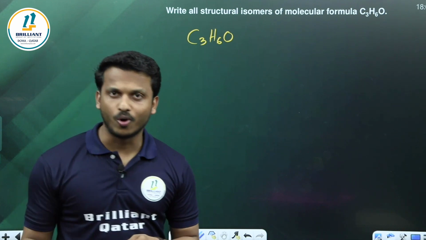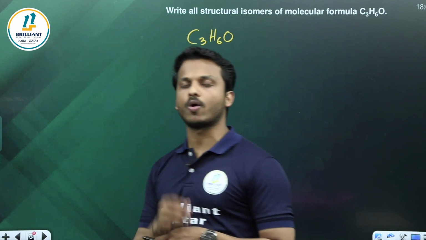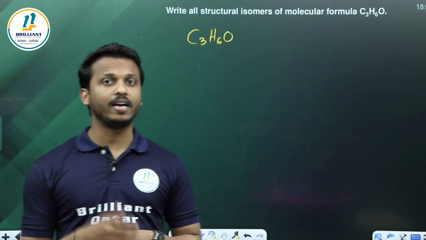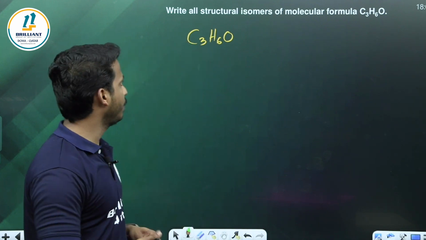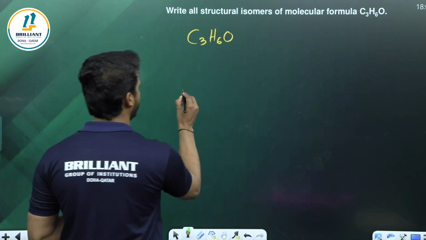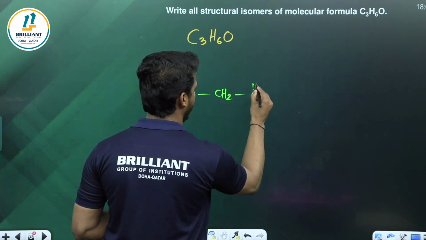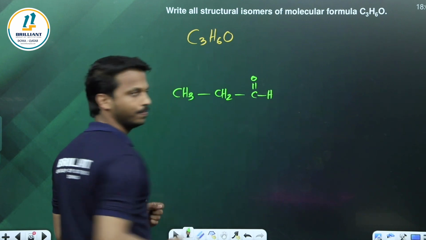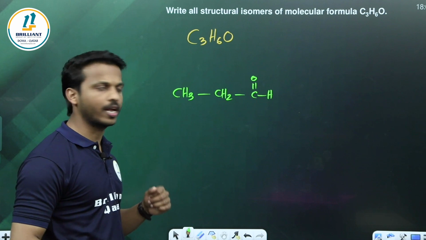It can be an alcohol, you know, alcohol contains 1 oxygen. It can be an ether, ether contains 1 oxygen. It can be an aldehyde, aldehyde contains 1 oxygen. It can be a ketone also. Okay, so let me try with an aldehyde whether it is possible or not. What is the 3 carbon aldehyde? CH3CH2CHO, propanal. So check whether the formula is correct or not.